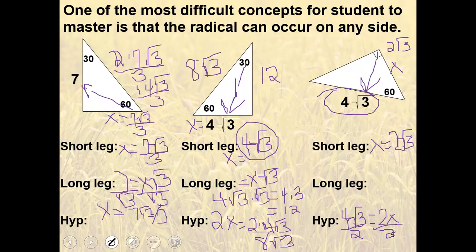My long leg is my short leg times the square root of 3. My short leg already has a square root of 3 in it, so I go 2 square roots of 3 times the square root of 3. These become 3, and then 2 times 3 is equal to 6. So my long leg has to be 6. Okay?